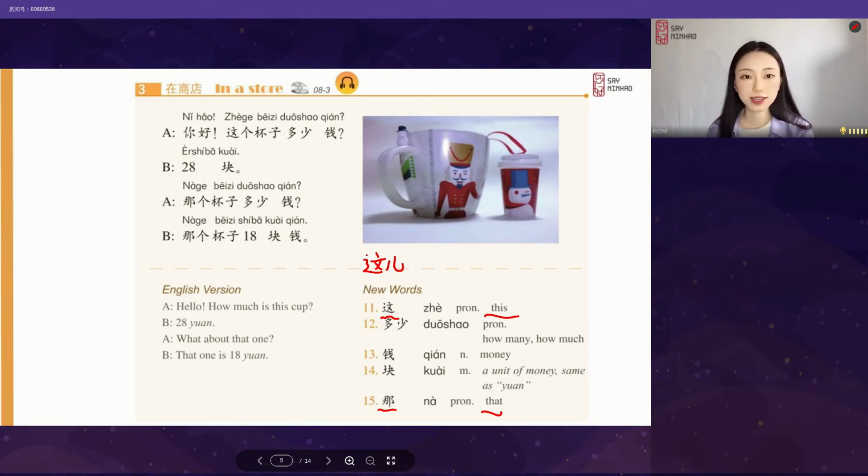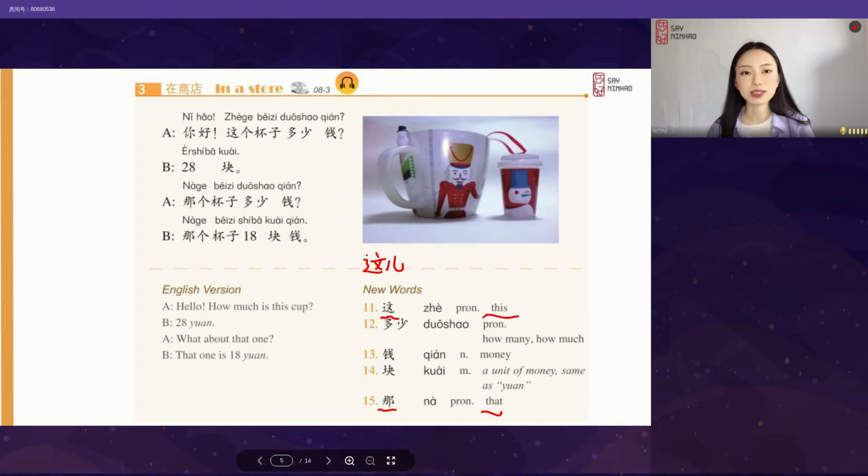And if I want to say this is a cup, how to say it in Chinese? This is a cup, then it is 这是杯子. Don't forget about the 是, okay? 这是杯子. This is a cup. 这是杯子.